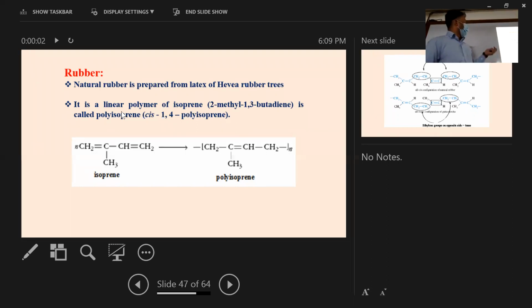Okay. It is a linear polymer of isoprene, 2-methyl-1,3-butadiene, called polyisoprene. This is 1,4-polyisoprene. So this is isoprene.